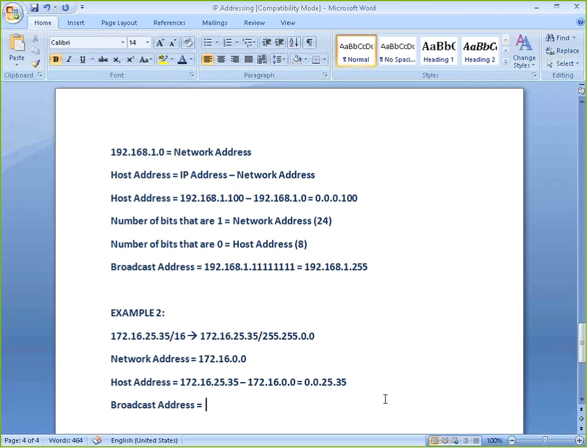That's perfectly correct. That is 172.16, that's the network part, so the network bits we are not supposed to touch at all. The host bits, we are supposed to convert everything to 255. So effectively, we get the broadcast address as 172.16.255.255. Are you now feeling confident with regards to network address, host address, and broadcast address? Any questions or doubts that you have?